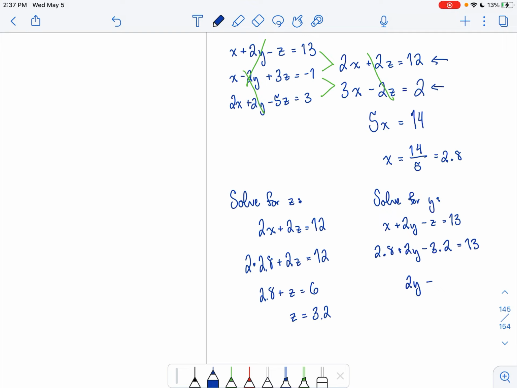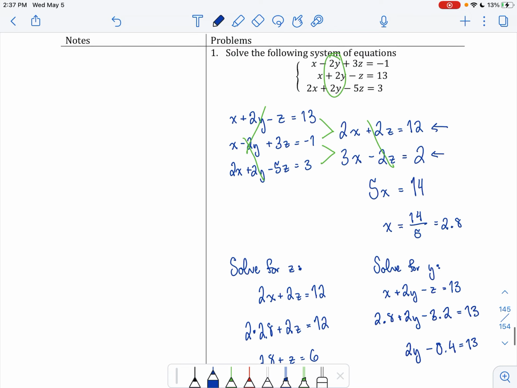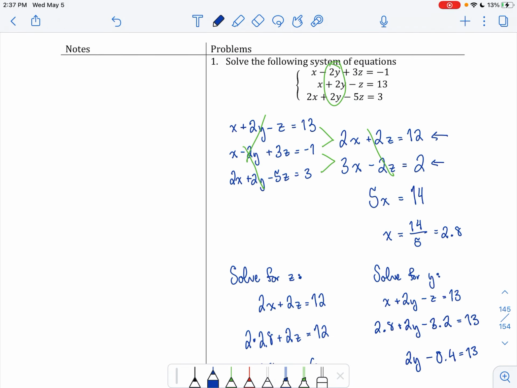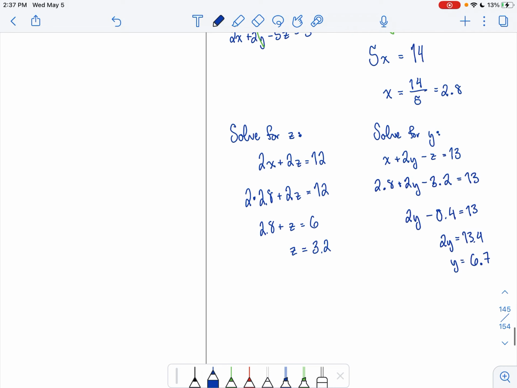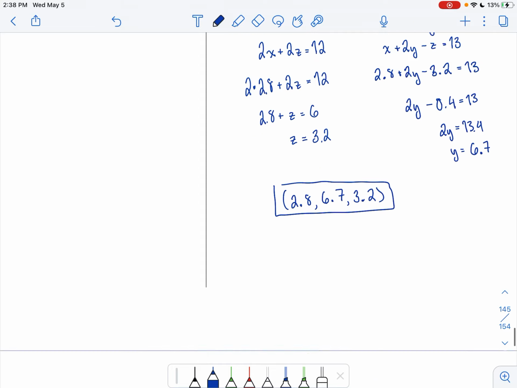okay, let's see, negative 0.4 is 13. Just checking there, making sure that I'm following that along. And so then 2y is equal to 13.4, meaning that y by itself is equal to 6.7. So our final answer is going to be 2.8 for the x value, 6.7 for the y, and since there's 3 variables, you could just add it along, like so. So this one was obviously designed to work out really nicely.